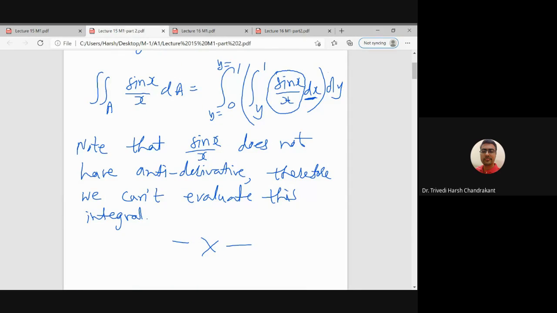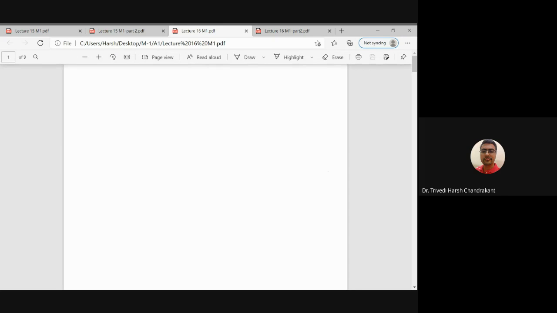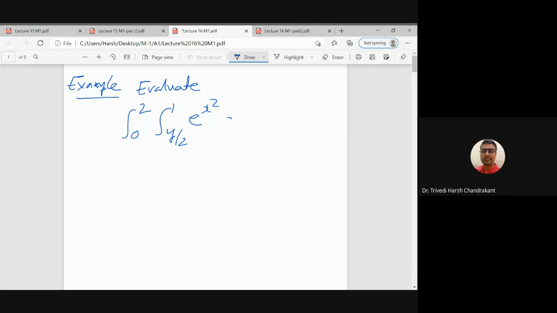So we have seen one example in the last lecture. Let us start one more example today of the same type, and then we'll go for the change of variable method. The question is changing the order of the integration. Evaluate the integral from 0 to 2, y by 2 to 1, e power x square dx dy.